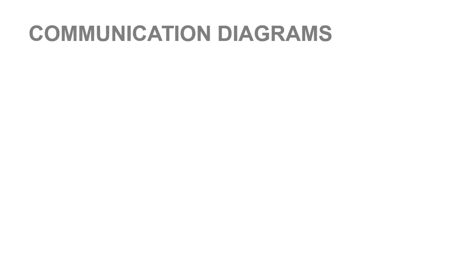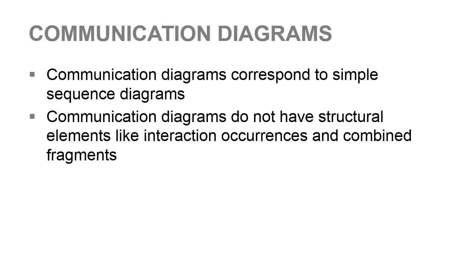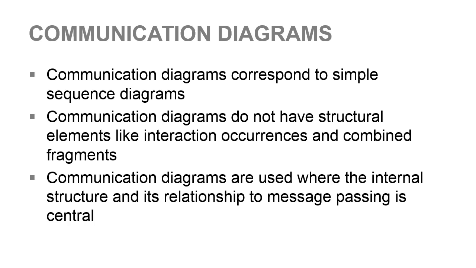Communication diagrams model interactions, as sequence diagrams do, but they're equivalent to a simplified version of sequence diagrams without the same richness of notation. Communication diagrams don't have any of the structural elements that sequence diagrams have, in the form of interaction occurrences or combined fragments. They're used in situations where the structure of the relationships between the lifelines in the diagram is important, as the links needed for message passing would be reflected in relationships in the class diagrams.